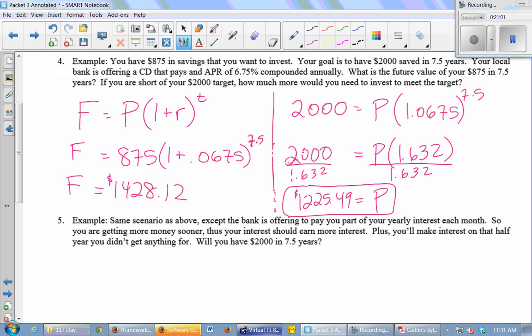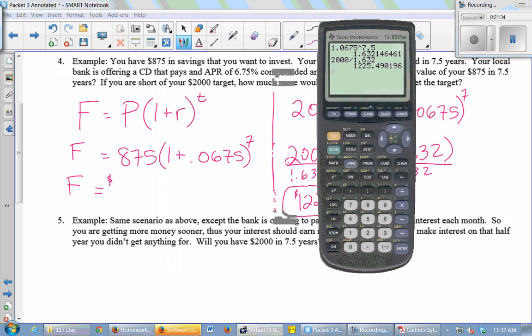Oh, we shouldn't have gotten interest on the half year because they pay you only once a year if they compound annually. So both our answers are wrong to the previous one. This should just be a 7. Because in a CD that pays annual interest, you get your interest on December 31st. And if you don't leave it in for a full year, you don't get the interest. So these should both just be 7s. Now you know. 1.0675 to the 7th times 875 is 1382.